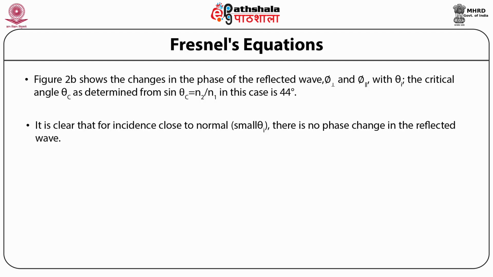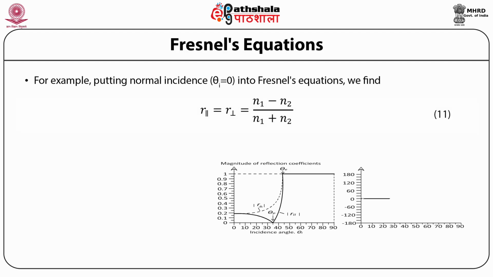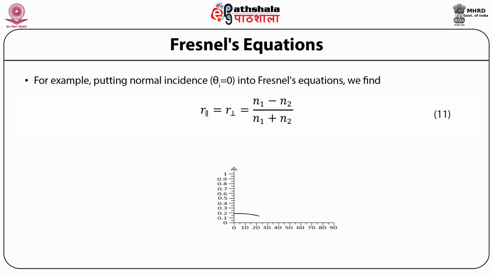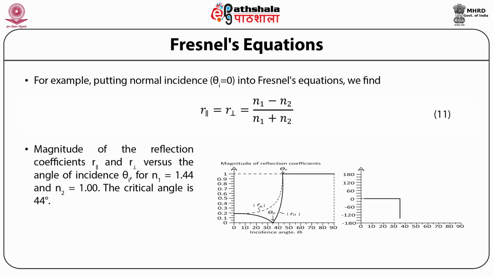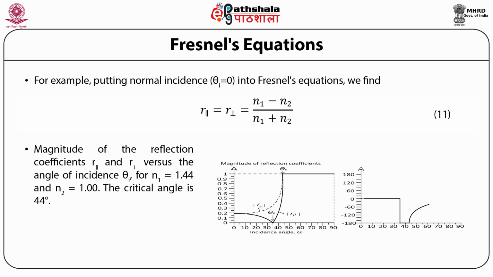in the reflected wave. For example, putting normal incidence, that is theta equal to 0, into Fresnel's equations, we find r parallel is equal to r perpendicular, which is equal to n1 minus n2 by n1 plus n2. The figure shows the magnitude of the reflection coefficients r parallel and r perpendicular versus the angle of incidence theta I for n1 equal to 1.44 and n2 equal to 1.0.